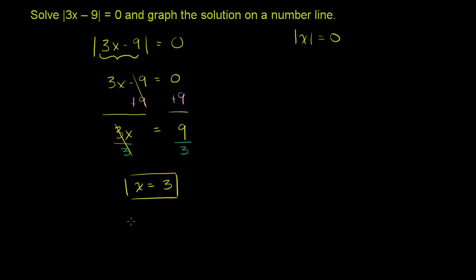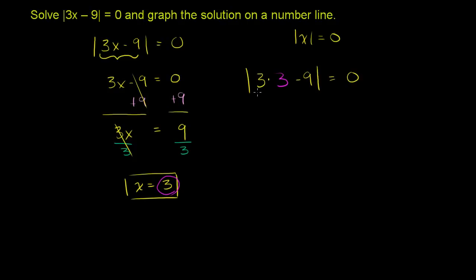And that's our solution. Now let's make sure that this actually works. Let's substitute it back into our original equation. So we have the absolute value of 3 times x. Instead of x, I'll just put in our actual answer that we got. 3 times 3 minus 9 has got to be equal to 0.